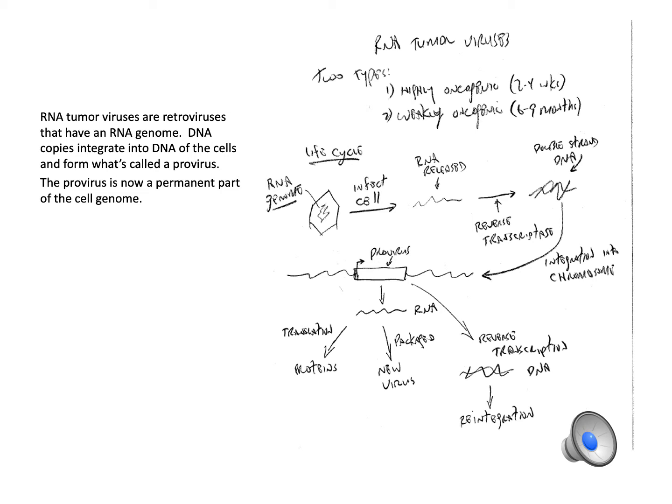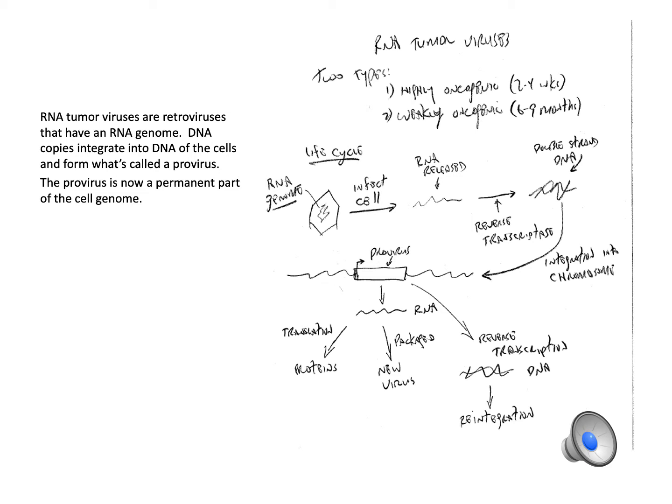And as it turns out, there are two types of RNA tumor viruses. There's what's called a highly oncogenic retrovirus, and those cause cancer and basically kill the animal within 2 to 4 weeks, so they're very aggressive. This is the type of virus that Rous discovered and was later called Rous sarcoma virus.